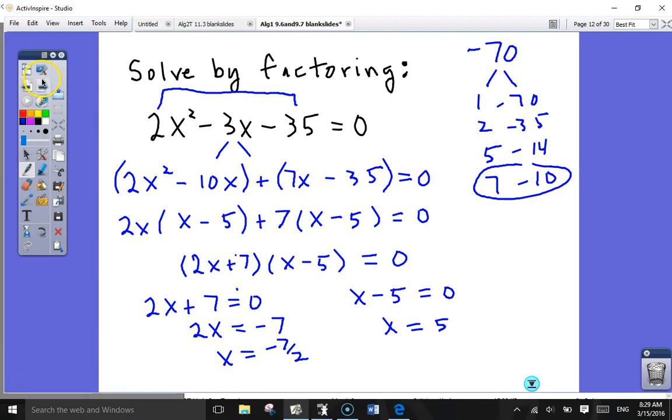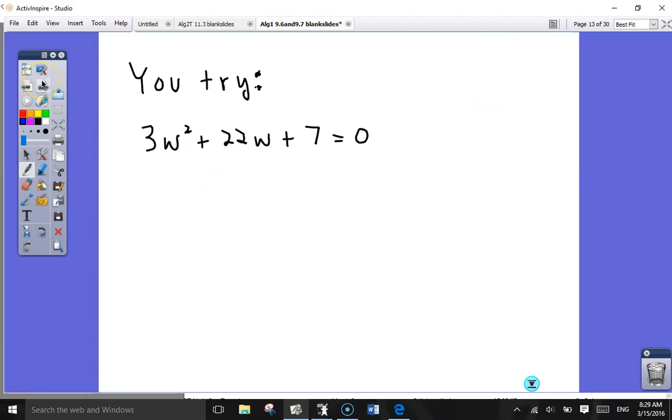Okay, try this one. I'm pretty sure it's a you try. Again, you don't have to factor like I factored. You could guess and check the factoring part of it. Both 3 and 7 are prime numbers. There are not going to be that many possibilities here.